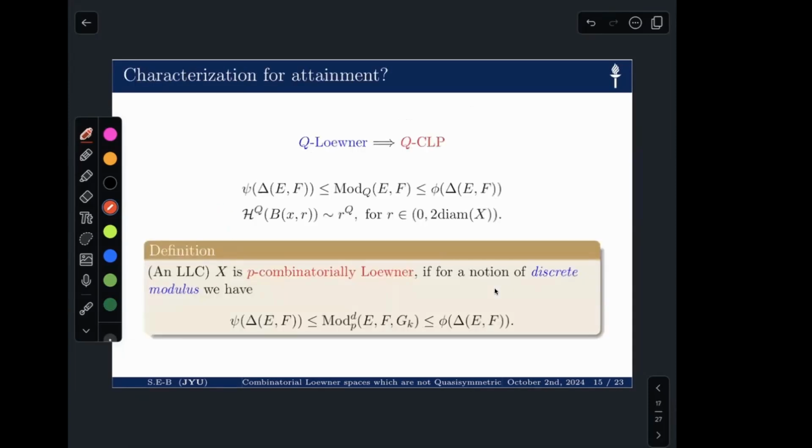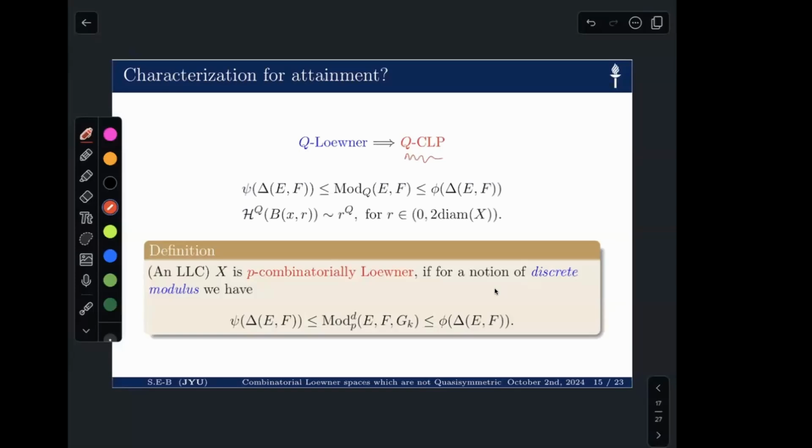But despite this, there was actually a very reasonable attempt at a characterization of having this nice metric. And this is what is called the combinatorial Loewner property. And why it is a natural candidate for this characterization. Firstly, the Q-Loewner condition implies the Q-combinatorial Loewner condition. So if you have the metric that is Q-Loewner, then you are Q-combinatorial Loewner.